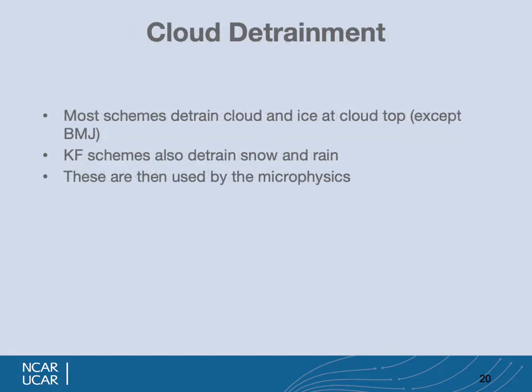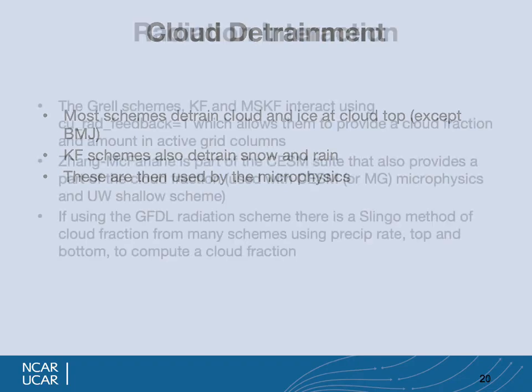Most schemes detrain cloud and ice at the cloud top as well as the vapor. The exception is BMJ, which only detrains vapor. Kain-Fritsch also detrains snow and rain. That's the only scheme that does that. These detrained species are then used by the microphysics.